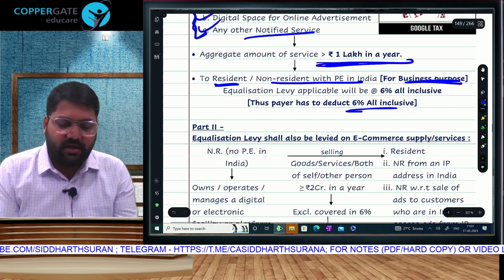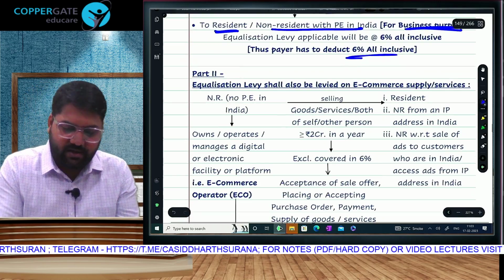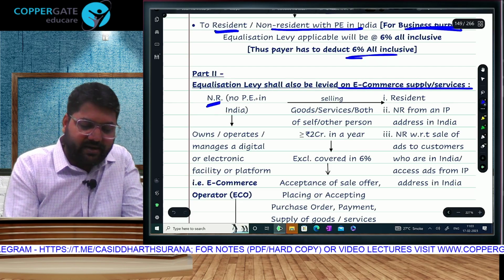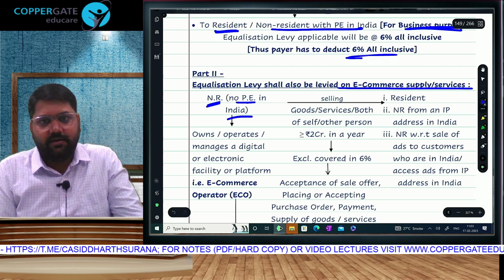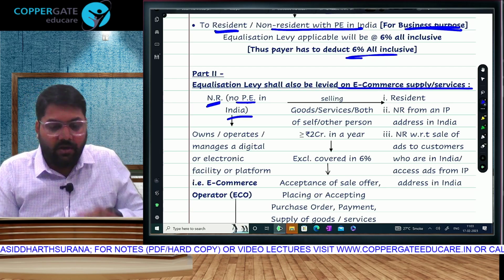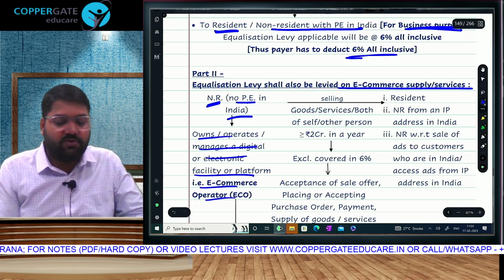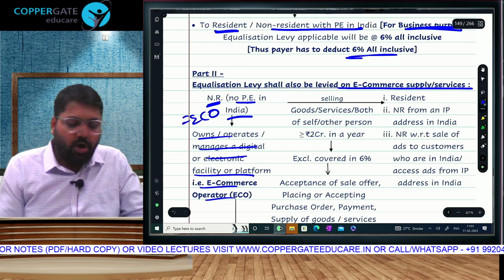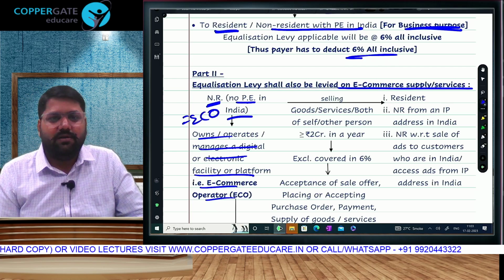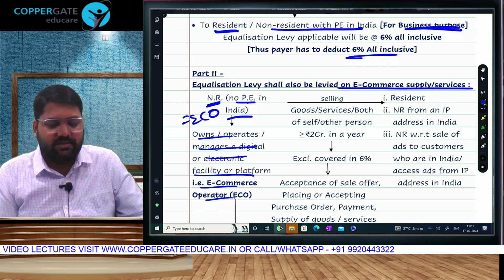Equalization levy was till now being levied only on online advertisement and digital space for online advertisement. But now equalization levy shall be levied on all e-commerce transactions. So the initial part is the same: non-resident, no PE in India. The service provider or the goods seller remains the same, non-resident, no PE, who owns, operates or manages a digital or electronic platform, that is, this non-resident is nothing but an e-commerce operator. Digital platform means a website or app, any portal, something as simple as Amazon having an app, or Netflix.